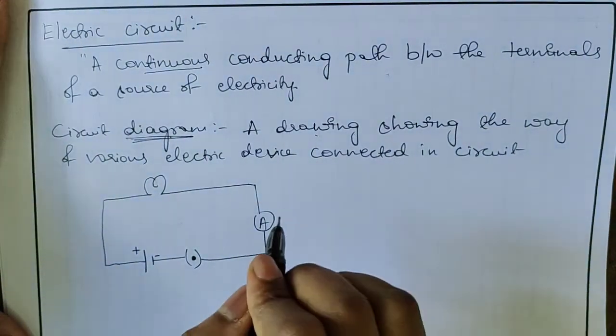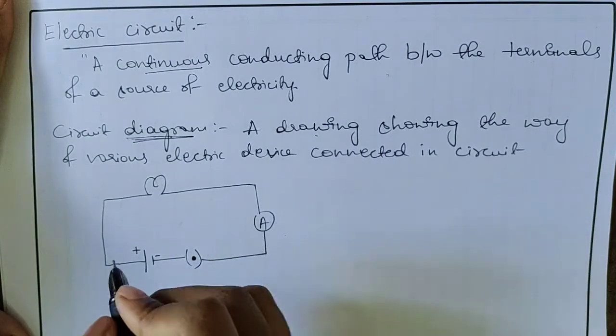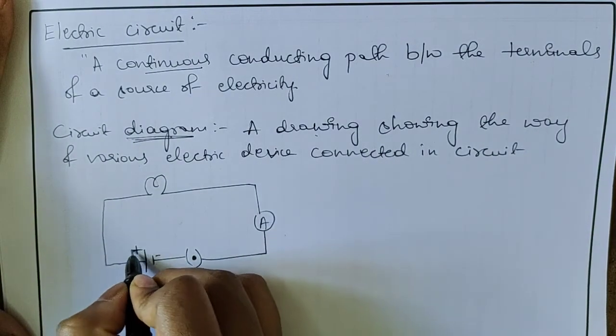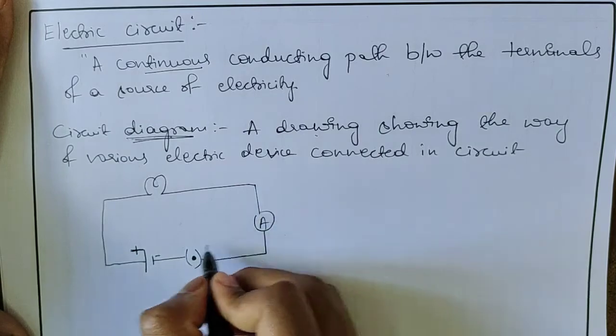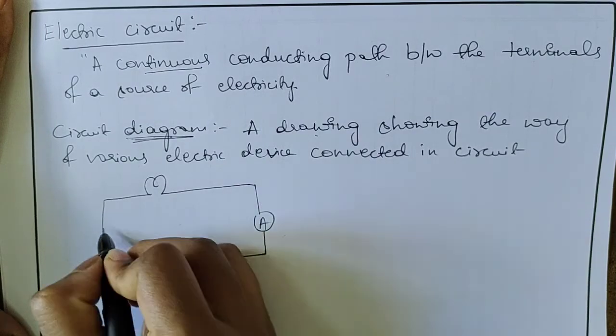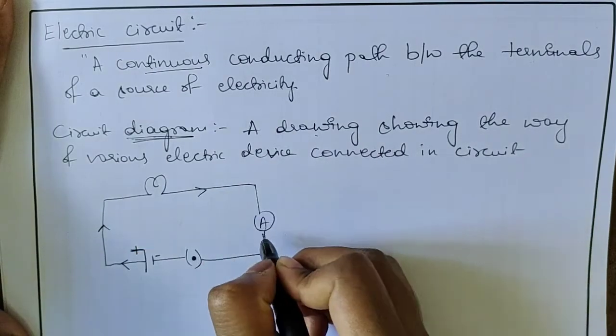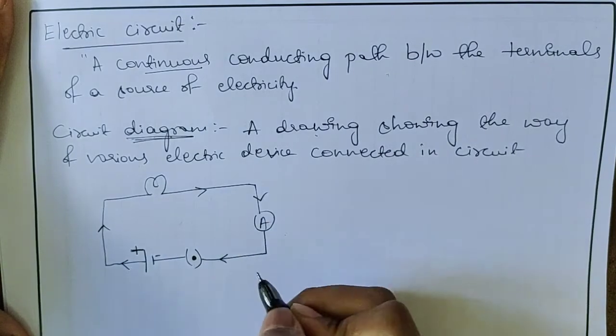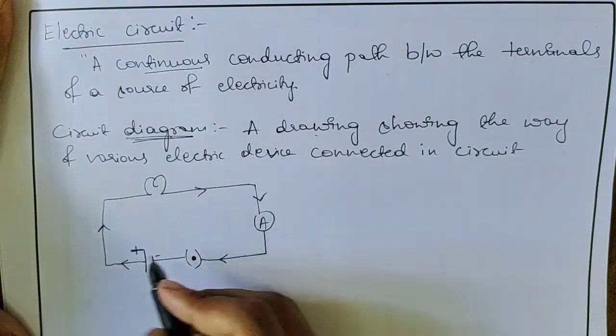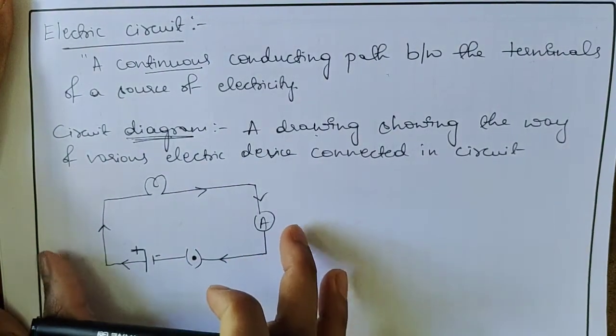So here, after drawing this simple one, now what you need to do? You must and should indicate the direction of the current. Now listen, current will always start flowing from the positive terminal to the negative. That means in this direction. So it is a must in each and every diagram. Okay, current will start flowing from here. So this is a simple circuit diagram.